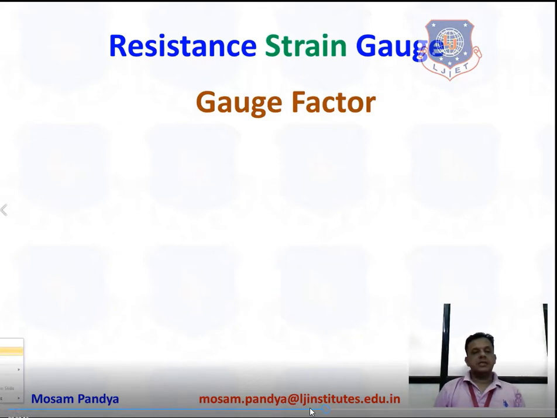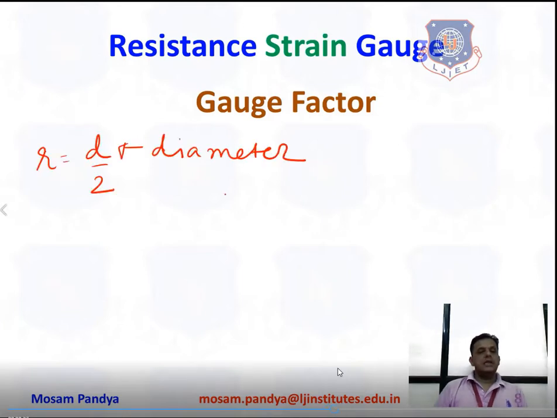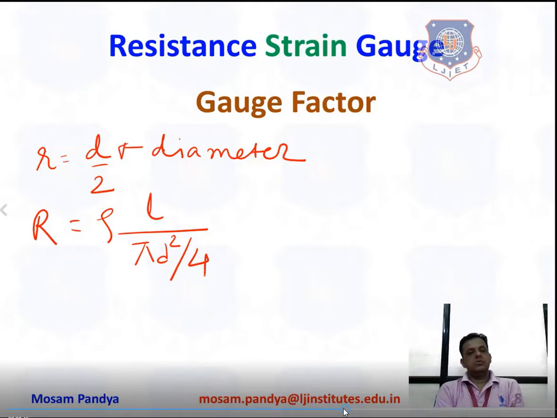So let us say rewriting once again the equation, r is equal to D by 2 diameter, and we will replace this in our equation. So R is equal to rho L by pi D square by 4. So remember this step will be very useful further when we derive the equation of the gauge factor in terms of the Poisson's ratio.